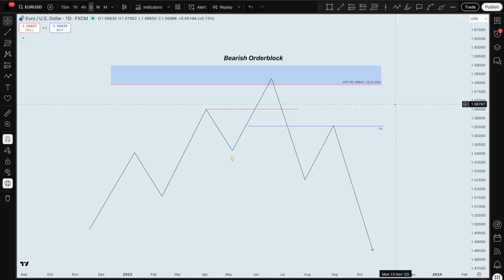So for bearish order blocks, you want to imagine that price is trading up into a higher time frame PD array or an old high. So in this example, we're going to take a higher time frame FVG, and you want to imagine that price is trading up into this higher time frame FVG, and when price reaches into the FVG, you want to see price make a market structure shift here.